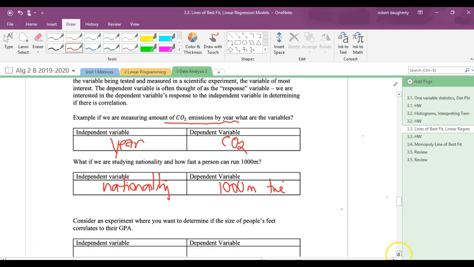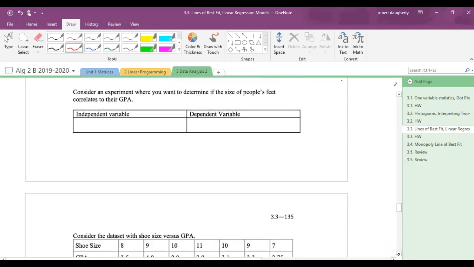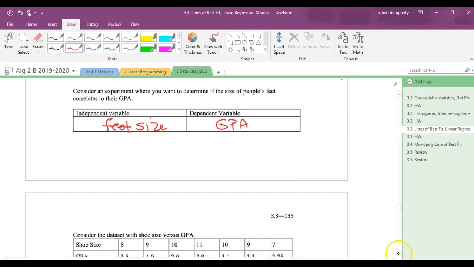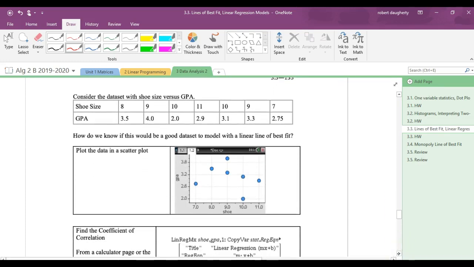So let's look at another example here. Suppose I wanted to look at the size of people's feet versus their GPA. Which of those is the independent variable? Because I really can't change your foot size, but with studying, you probably have a better chance of changing your GPA. So the size of your feet in this variable would be the independent variable, and the GPA would be your dependent variable here. So let's take a look at this. We've got a data set here that models that, and I think I've got time to go ahead and enter it.